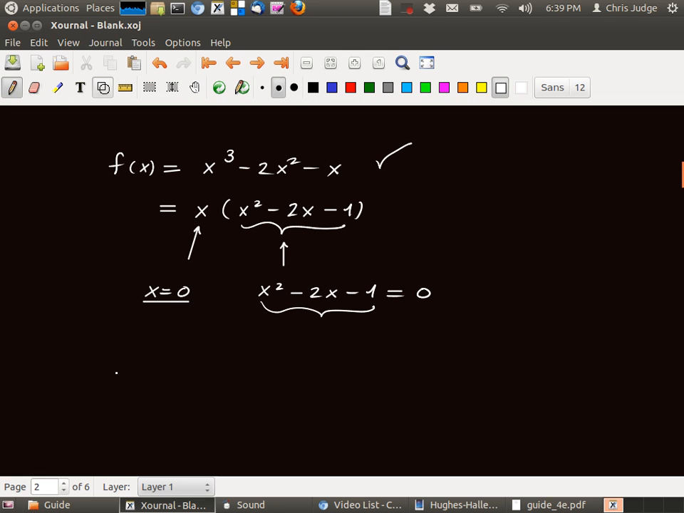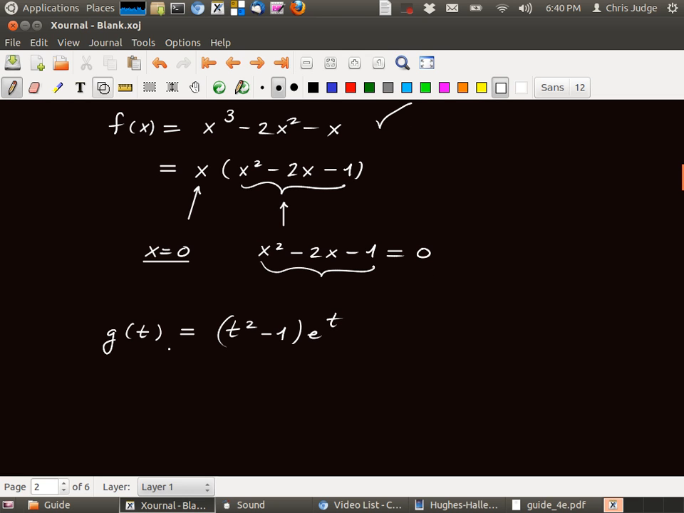Here's another example, a little bit different. Suppose we have something like g of t is equal to t squared minus 1, times e to the t. What are the zeros of this? Well, again, same principle applies. To find the zeros of a product, just need to find out when t squared minus 1 is 0 and when e to the t is 0. So t squared minus 1, that's a quadratic. I can figure out when it's 0. In fact, that's pretty easy because anytime you have something of this form, it factors as t minus 1 times t plus 1. So it's either t equals 1 in this case, or here t equals minus 1.